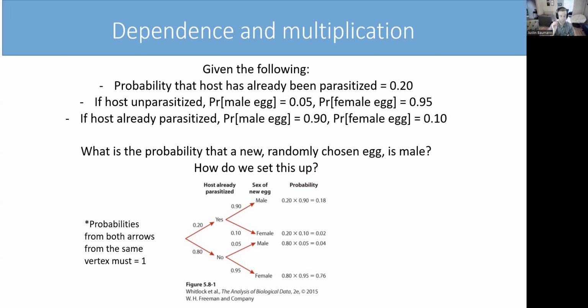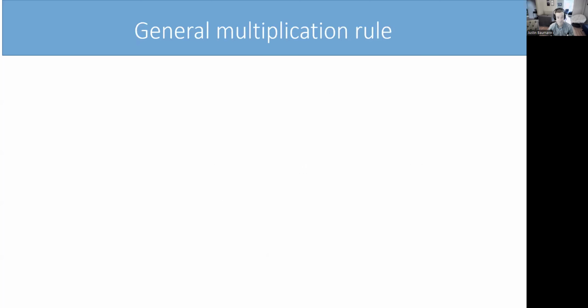Notably, when you're looking at this kind of chart, the probability from both arrows from the same vertex has to equal 1, right? So you've got 0.8 and 0.2, 0.9 and 0.1, 0.05 and 0.95. So the probability of an egg being male is 0.18 plus 0.04. So we calculated our probabilities of being male using the multiplication rule, and then we added them together using just simple addition, and that gives us our answer.